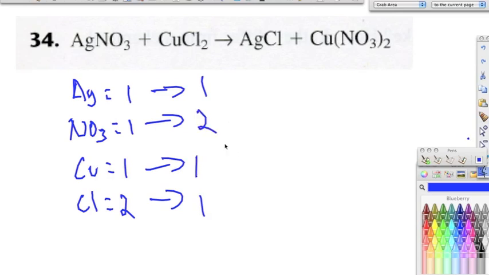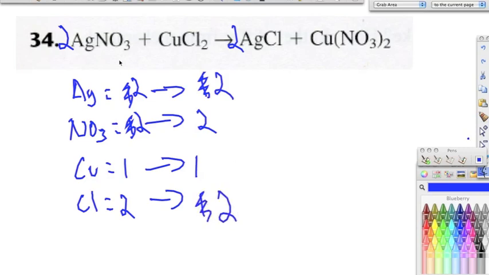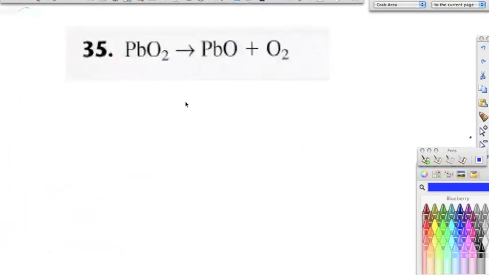So to balance this guy out, we need to balance our nitrates. Start there first. Put a 2 coefficient that distributes to the silver, makes silver 2, also makes our nitrate 2. So now we need to balance our silver on the other side, so we'll put a 2 in front of that, and we get a 2 for our silver and a 2 for our chlorine. So this would be our balanced equation. Okay, on 35, we're doing basically the same thing. We have lead 4 oxide, and we have our lead 2 oxide, and then oxygen.